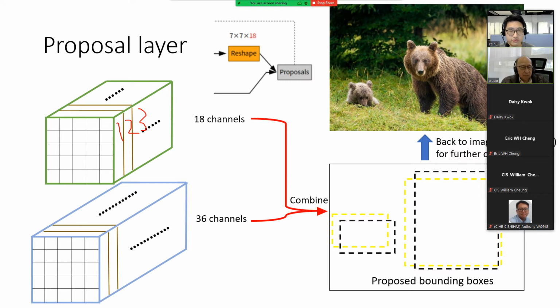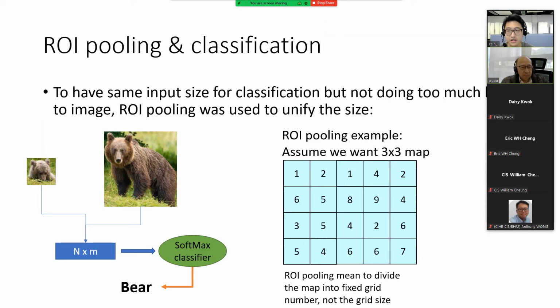So this is the selected area of the object. Of course we will go back to the image, so we can do classification. To do the classification, something called ROI pooling is used, since the classifier requires a unified input, for example here n by m. No matter the region you proposed, whether it's small or big, it has to be unified into the same size, so that it can go to a softmax classifier, and then it will tell you it's a bear.